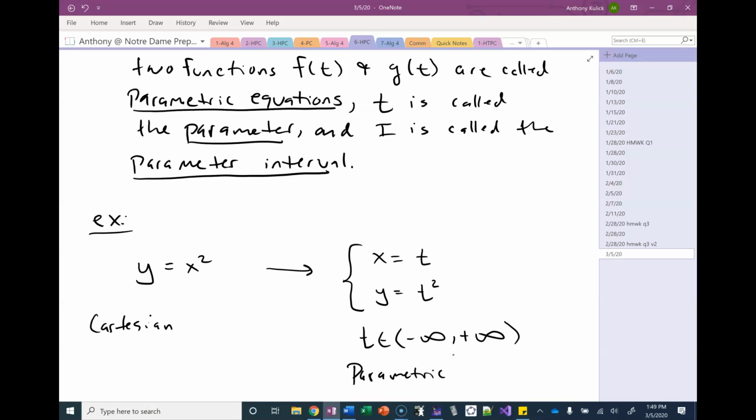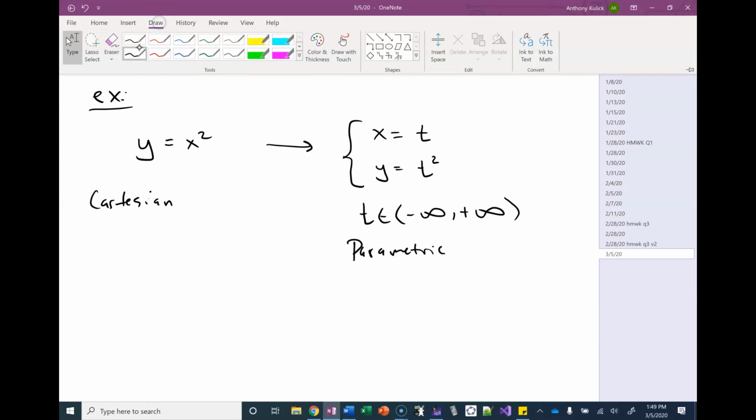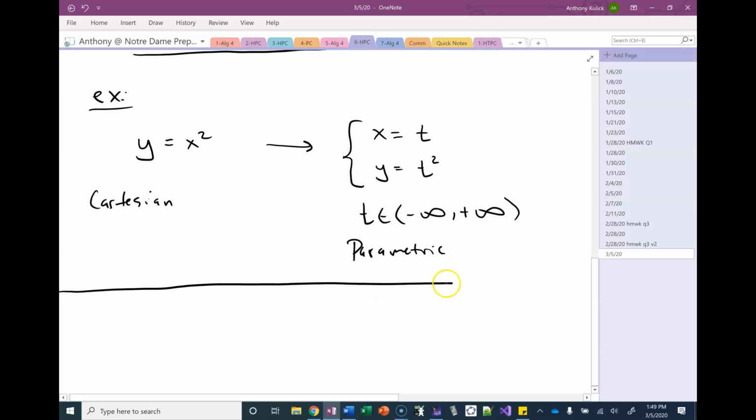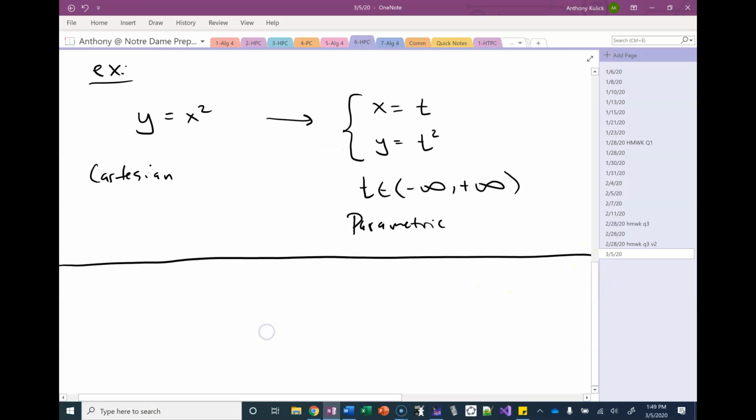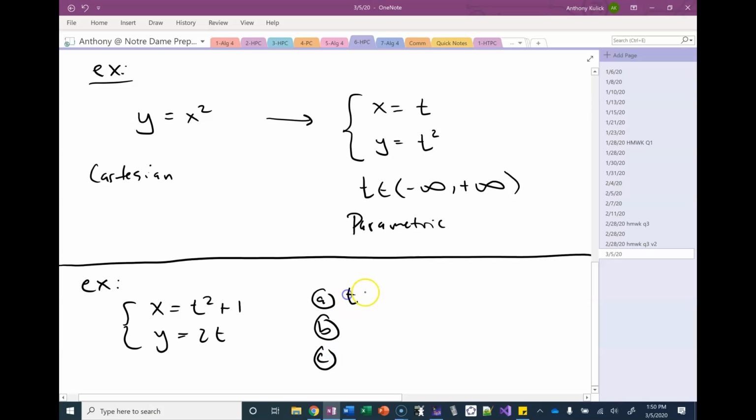The advantage of the parametric form is there are many things that are very difficult to graph in a Cartesian form that we can graph quite easily in a parametric form. So that's the advantage here: it's more general, it gives us more flexibility. So let's show you guys an example of that using our calculator, because our calculator can graph these kinds of parametric equations quite easily. Let's say that we have the parametric equation, x is equal to t squared plus 1, and y is equal to 2t. And we're going to graph this over 3 different intervals of t.